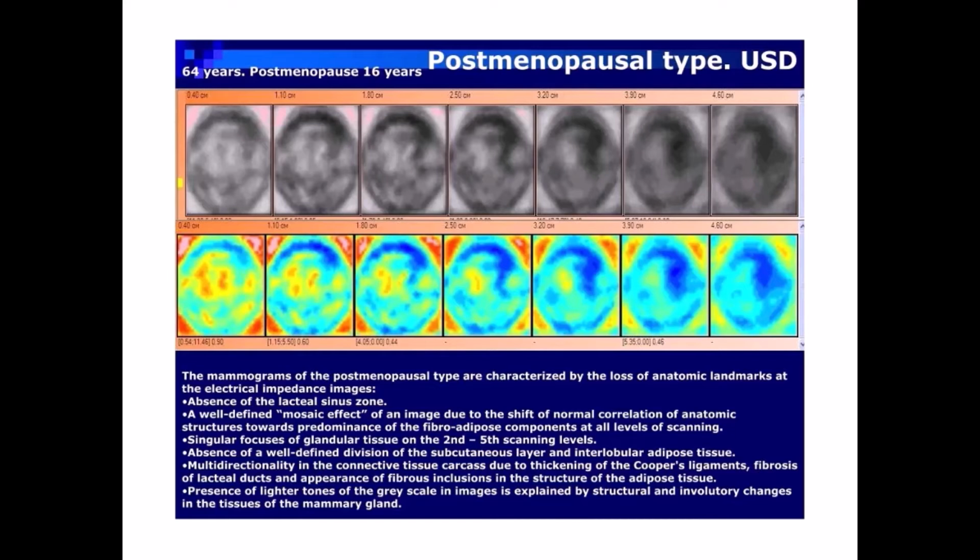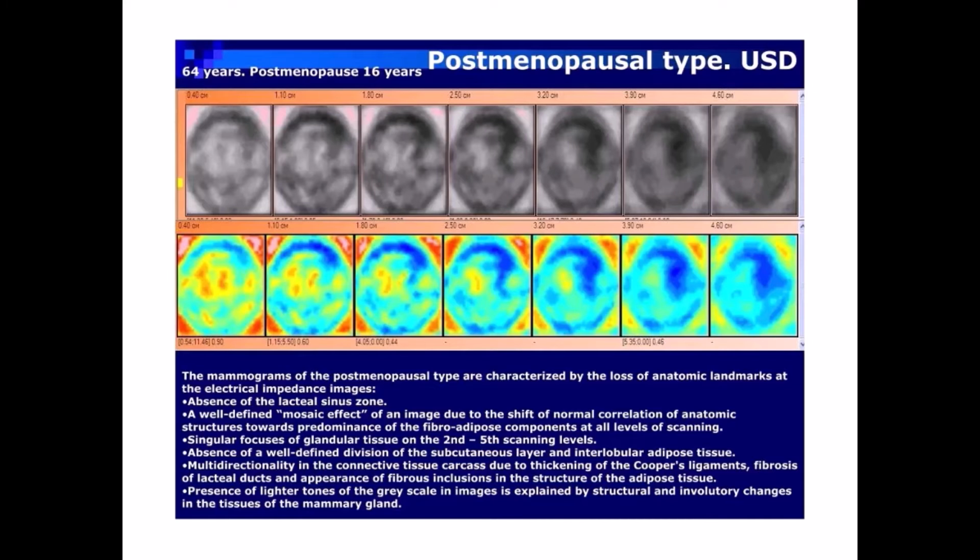Singular focuses of glandular tissue on the second, fifth scanning levels. Absence of a well-defined division of the subcutaneous layer and interlobular adipose tissue. Multidirectionality in the connective tissue carcass due to thickening of the Cooper's ligaments, fibrosis of lacteal ducts and appearance of fibrous inclusions in the structure of the adipose tissue.